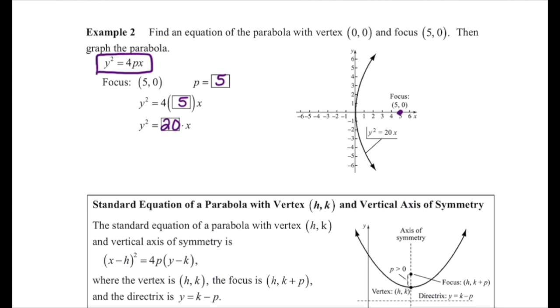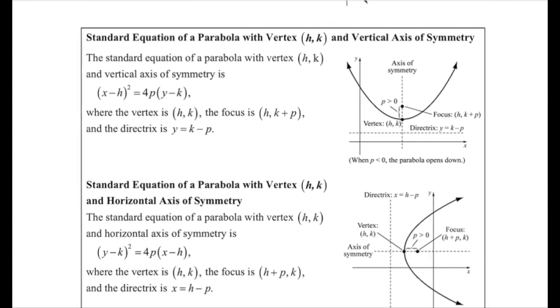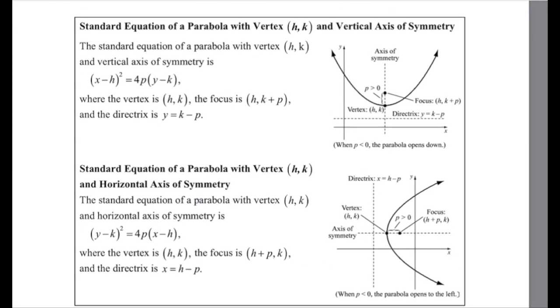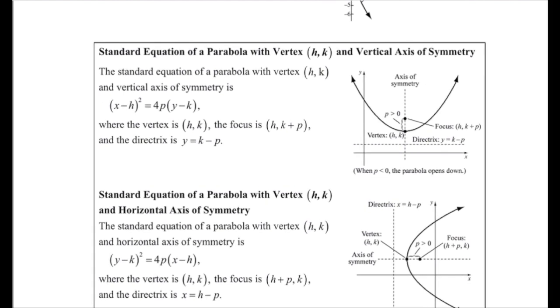What happens if our parabola is not on the origin? We need to use a different standard form where our vertex is h, k. So we'll use these formulas when we're not on the origin.